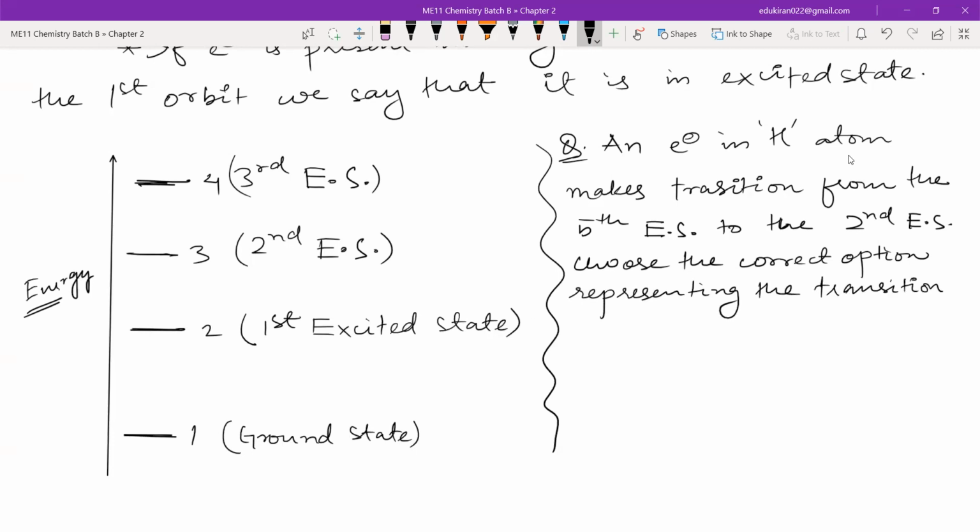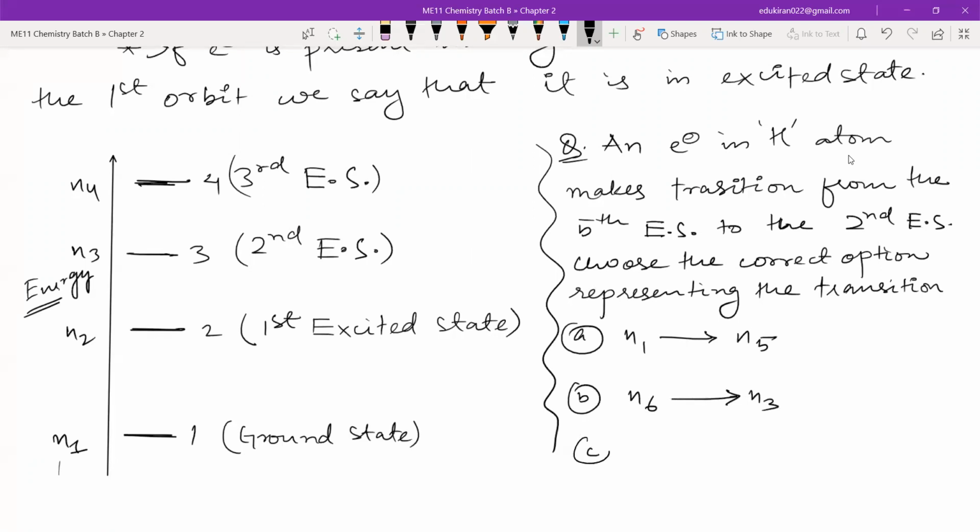So this is the first orbit, which can also be written as N1, where the principal quantum number is 1. N2, principal quantum number is 2. N3, principal quantum number is 3. N4, principal quantum number is 4. So you have 4 options here. Let's say N1 to 2. Choose the correct option.